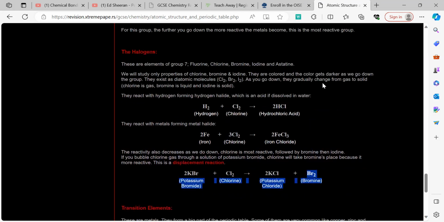Similarly, some other trends are that as we go down the group, the color of the compounds becomes darker and darker. As we saw, bromine lies beneath chlorine, so obviously bromine has a darker color than chlorine. And just for your understanding, the basic colors are that chlorine is colorless, and bromine has mainly a brownish color, whereas iodine is purplish in color.